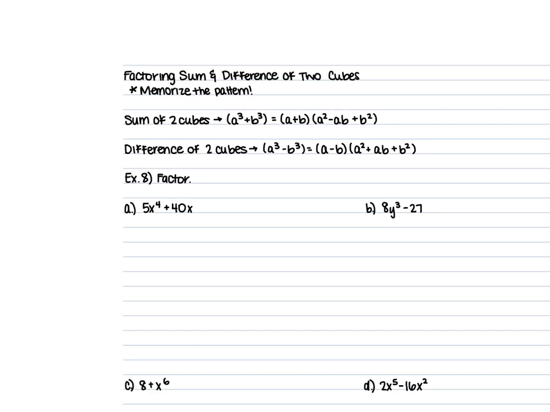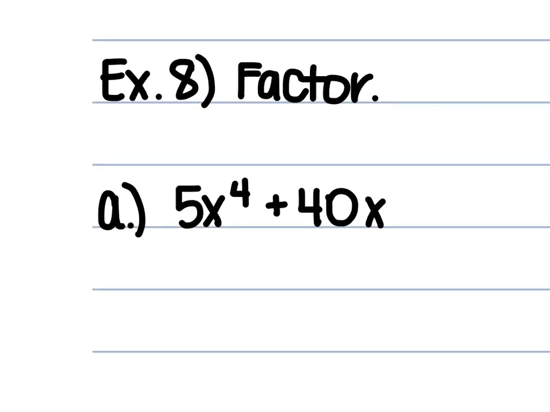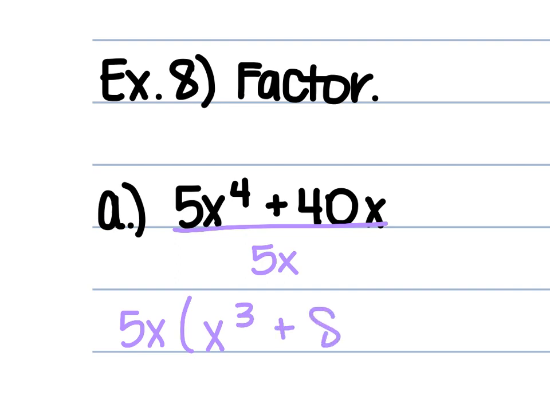When we are dealing with two perfect cubes with a positive in between them, like we are with example A, we have 5x to the 4th power plus 40x. We are going to make sure that we factor whatever we can first, which we can pull out or divide both of these terms by a 5x. So we'll do that first. We'll have 5x times x cubed plus 8.